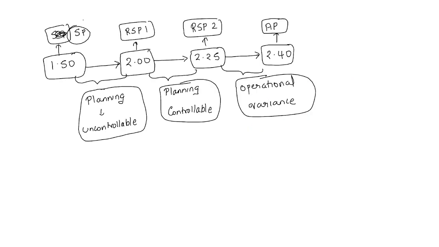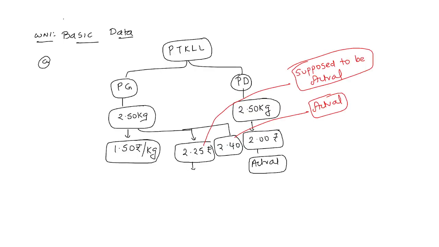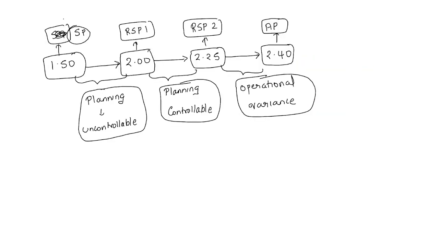Can I go to the next slide now? Here 2 is in reference to PD. Yes, correct. From 1.5, the price has gone up to 2 rupees. That's something they couldn't control. But 2 rupees to 2.25, they could have controlled had they decided to go for the second product. Am I right? One moment.